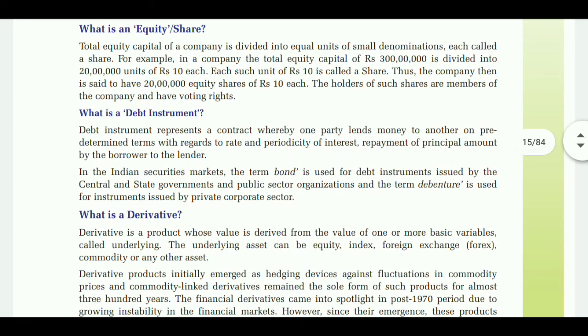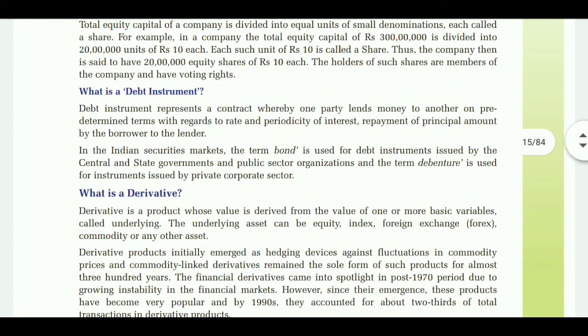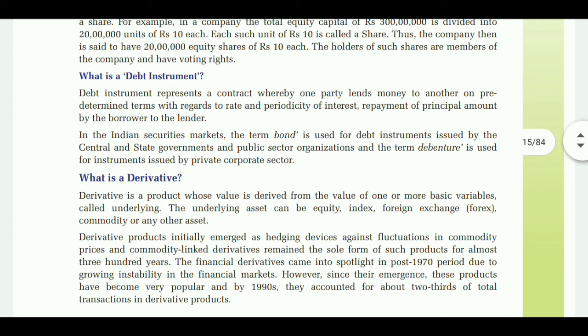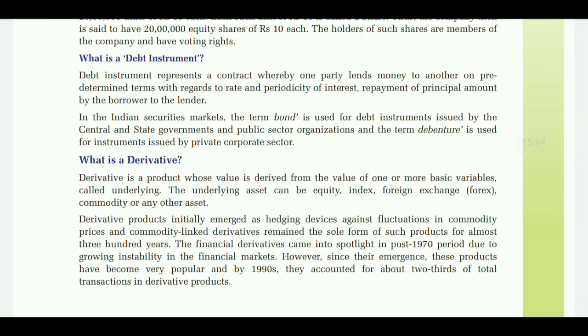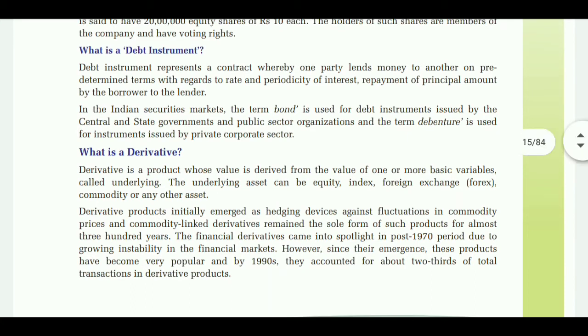What is a debt instrument? A debt instrument represents a contract whereby one party lends money to another on predetermined terms with regard to rate and periodicity of interest, and repayment of the principal amount by the borrower to the lender. In the Indian securities markets, the term bond is used for debt instruments issued by the central and state governments and public sector organizations, and the term debenture is used for instruments issued by the private corporate sector.